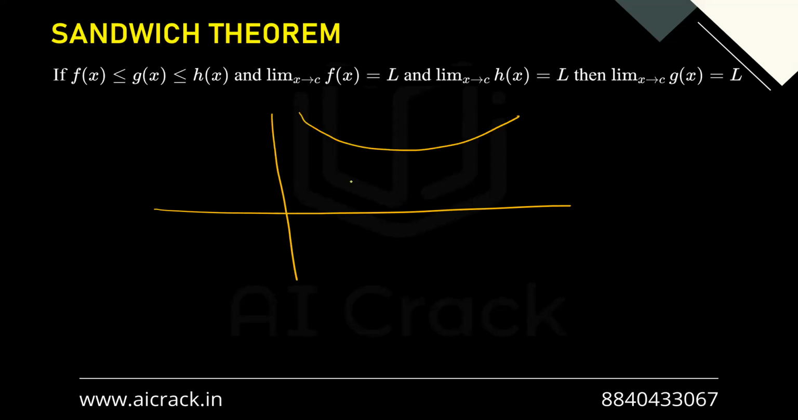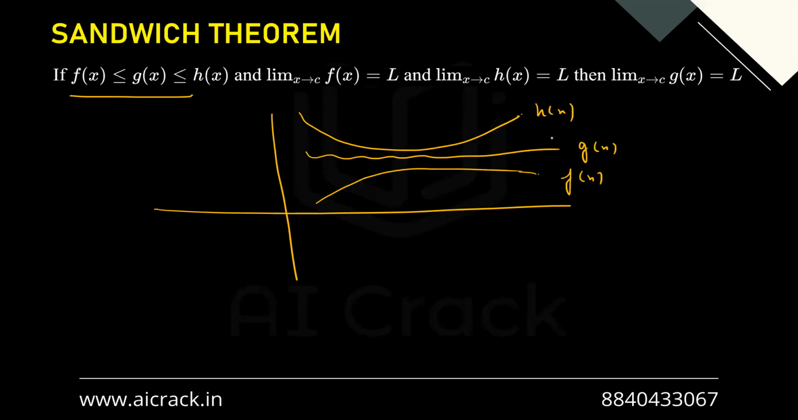So let's say we have this graph, let's say we have this function, and let's say we have this function. Right? We can clearly see that this function is always bigger than this function for all x, and this function is always lesser than this function for all x, right? So according to this condition, this is our f(x), this is our g(x), and this is our h(x), right? Now let's say for a particular point c, we are trying to calculate the limits, and this value over here is L plus h, and this value is L minus h.